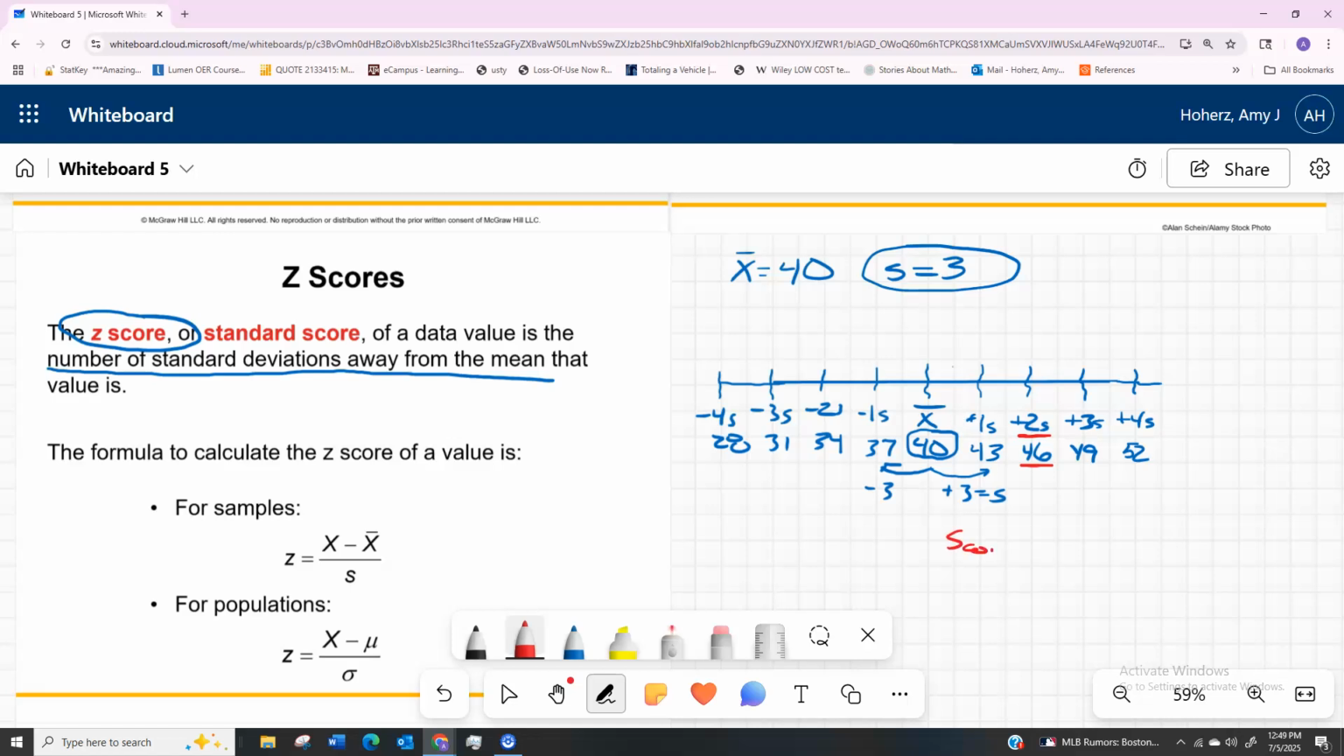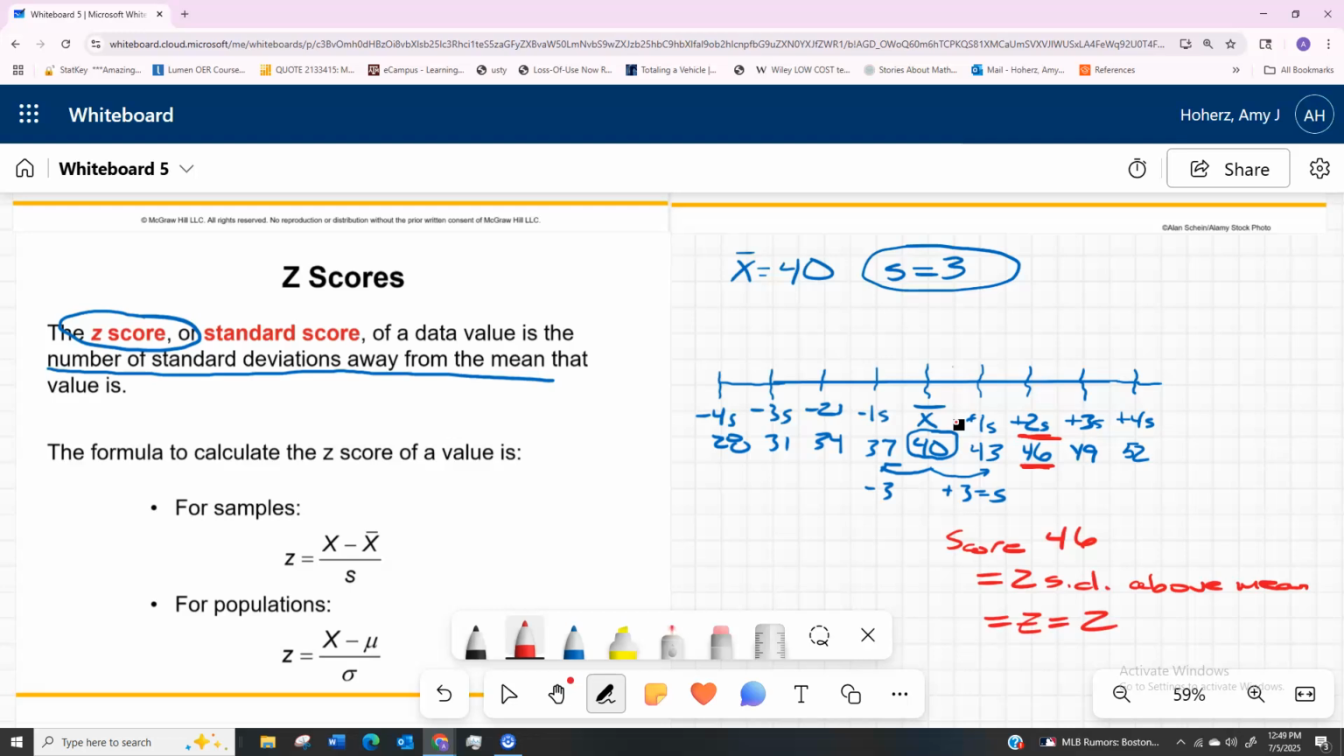So a score of 46 is the same in this situation as 2 standard deviations above the mean. And so if you relate that to what a z-score is, that means that the z-score is 2. So for somebody who scored a 46, their z-score is 2. So it's a simplified name for how many standard deviations you are above the mean. So in this case, 2 standard deviations above the mean gives you a z-score of 2.